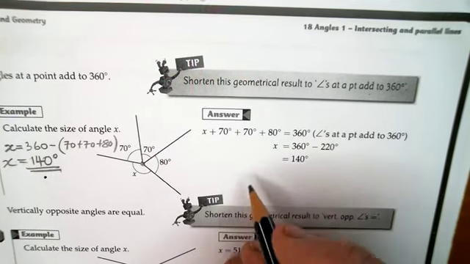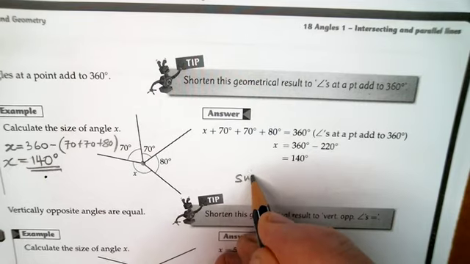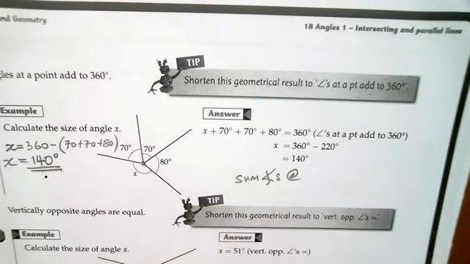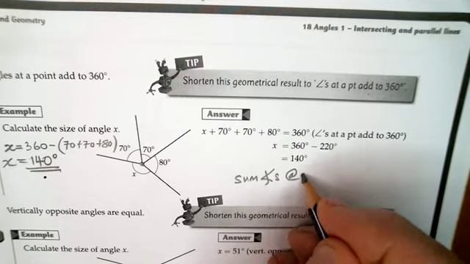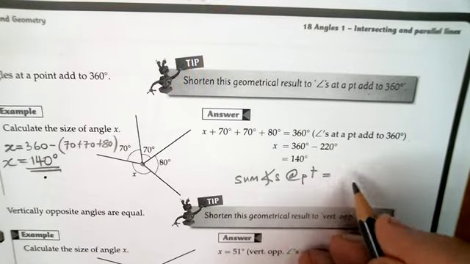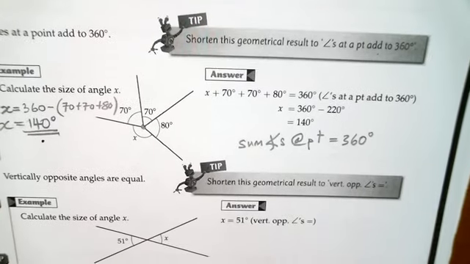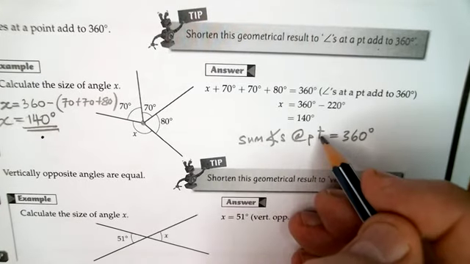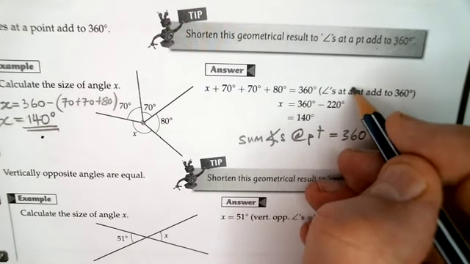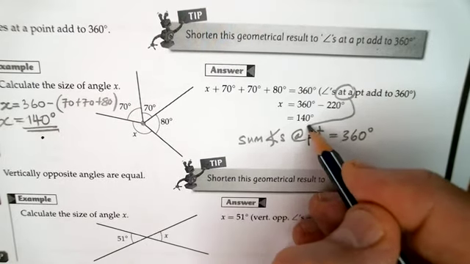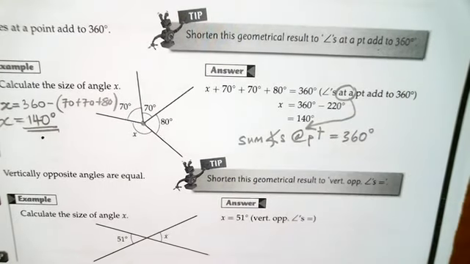You could say sum angles, now use an at symbol for at point, equal 360. And that would be another way of doing it. Notice point, we use PT, but at a point, that's at a, we can shorten that to using the at symbol there. So I would tend to do that.